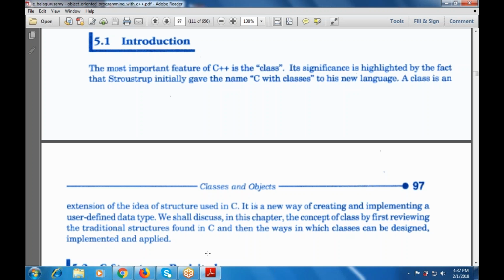It is a new way of creating and improving user-defined data types, and in this we are going to discuss the concept of class by first reviewing the traditional structures found in C and the ways by which classes can be designed, implemented, and applied.